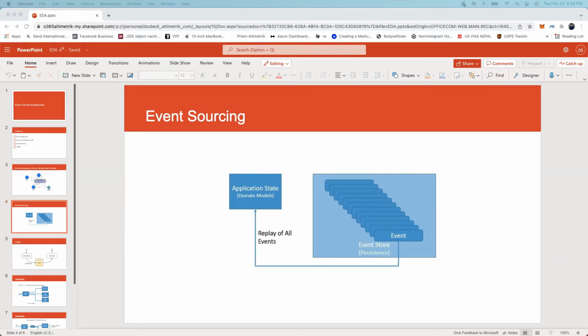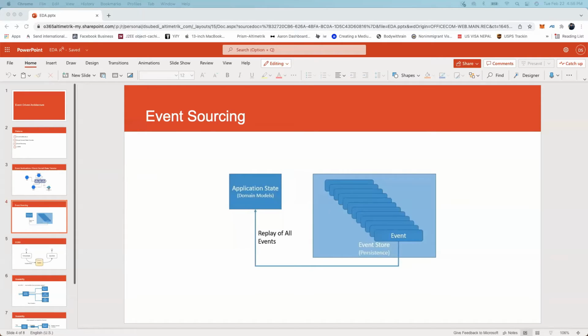Well, the idea in event sourcing is that, again, we want to implement the system in such a way that we should be able to delete and wipe out the current state completely, and we should be able to recreate the same state with the stored events.